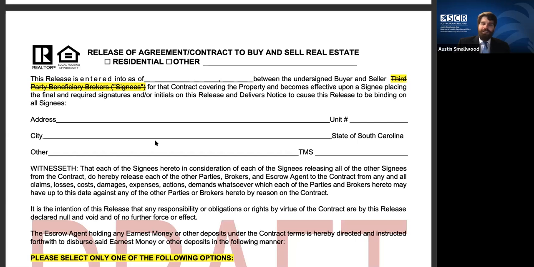I always kind of say that this is the second best result you can have from a transaction. If you're not able to close, this is going to be your quickest and easiest way for buyer and seller both to move on.